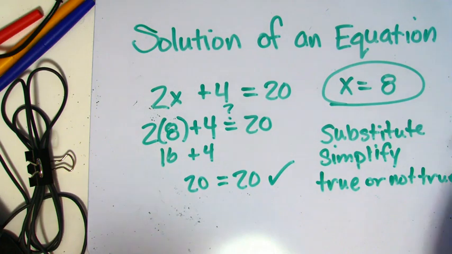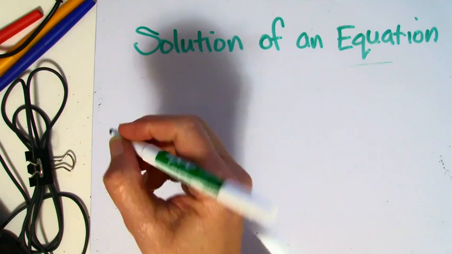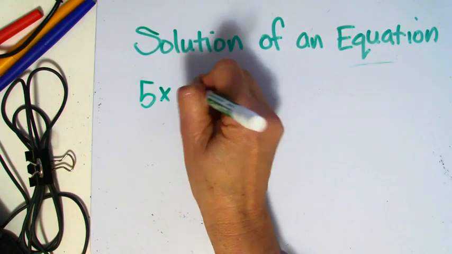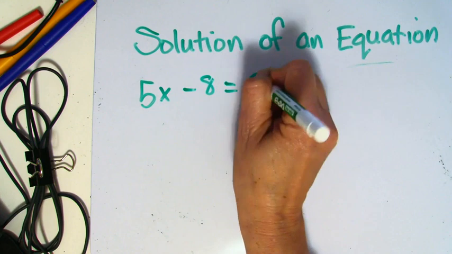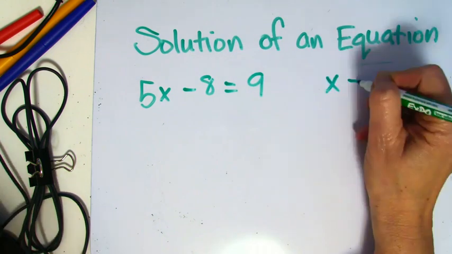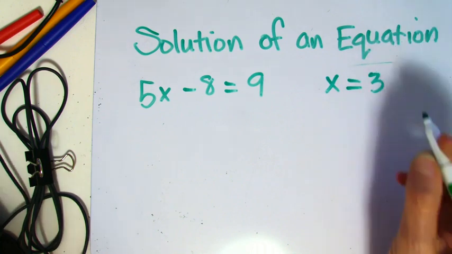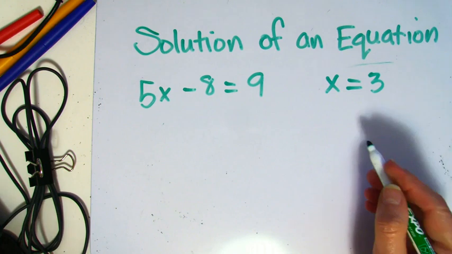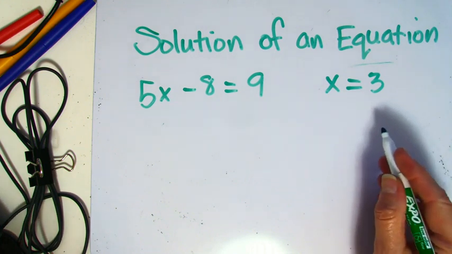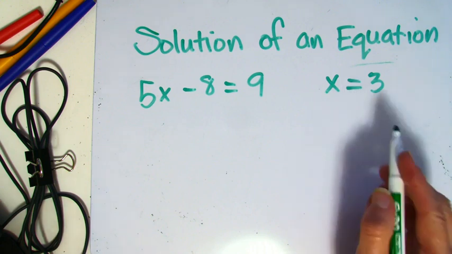Let's do another example. Let's say we have 5x minus 8 equals 9, and we're going to say that x equals 3. So again, substitute, simplify, and check to see if it's true. And if it's not true, then we know it's not the solution.